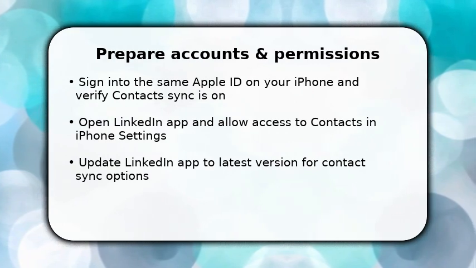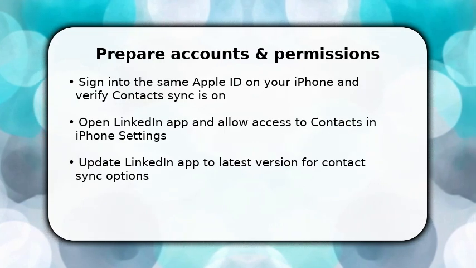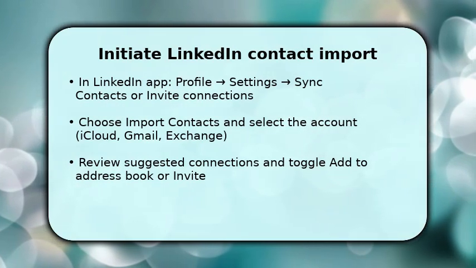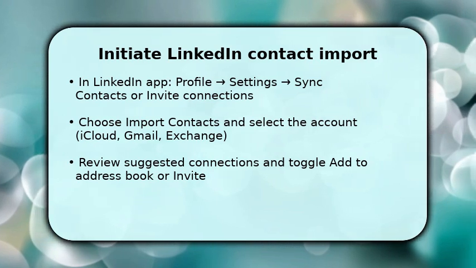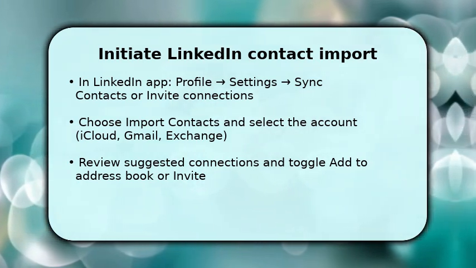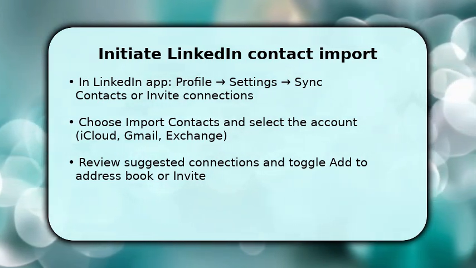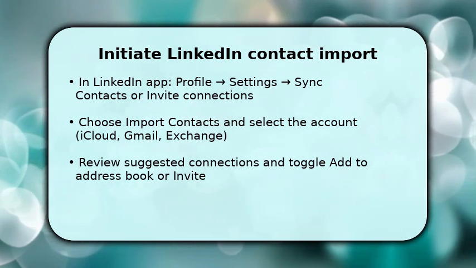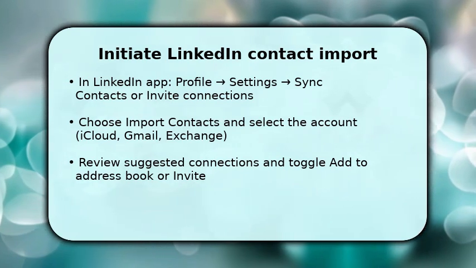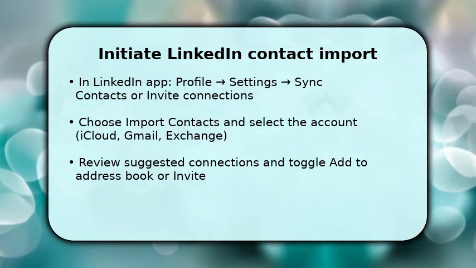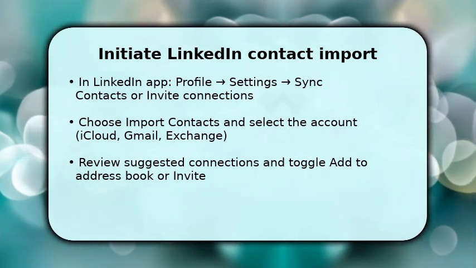Now you perform the actual import from the LinkedIn app. Tap your profile, open Settings, then find Sync Contacts or Invite Connections depending on app version. Choose Import Contacts and select the account that holds your iPhone contacts, iCloud, Gmail, or Exchange, so LinkedIn can read the list. The app will show suggested matches. Review them to avoid adding irrelevant people. Make sure to toggle whether LinkedIn can continuously sync or just import once. Continuous sync keeps suggestions.